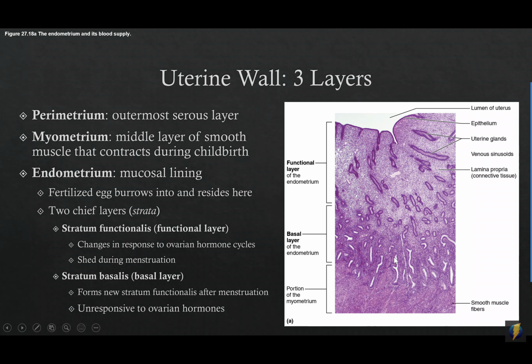And it's also the portion of the endometrium that is shed during menstruation. The lower layer of the endometrium is known as the stratum basalis, or the basal layer, and it is responsible for forming a new stratum functionalis after the unused one has been shed during menstruation. And unlike the functional layer of the endometrium, the basal layer is unresponsive to the ovarian hormones, so it doesn't change cyclically like the functional layer does.